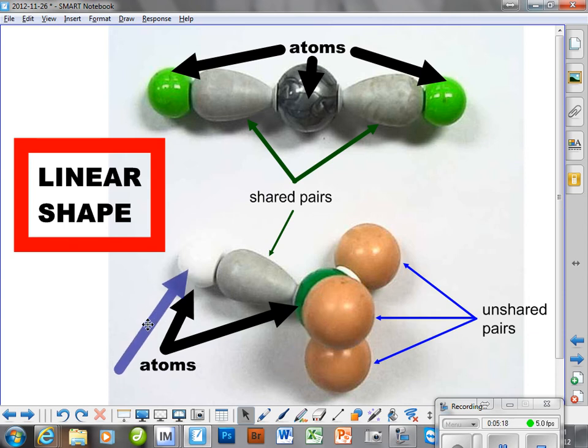And you can see only 2 atoms now. Although these guys look like atoms, they're just unshared pairs of electrons. But this guy is an actual atom in here. And so these are 2 ways to get a linear shape.